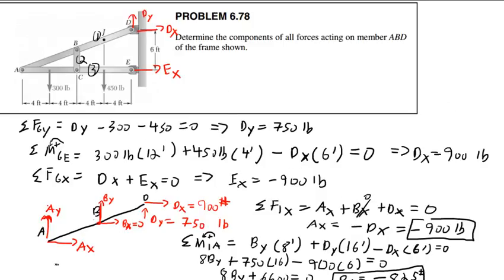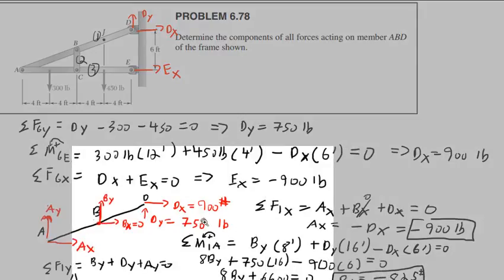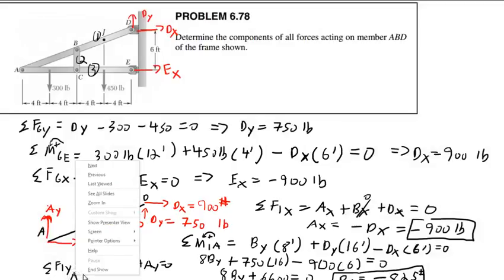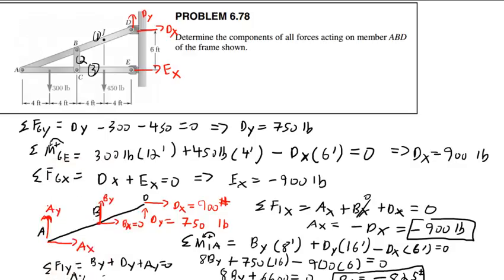And then finally, I can do a sum of the forces on object 1 in the y direction. And I will get By plus dy plus Ay equals 0. So Ay, this is a dangerous place to draw. Ay equals 825 minus 750, or positive 75. Positive 75 pounds is Ay.